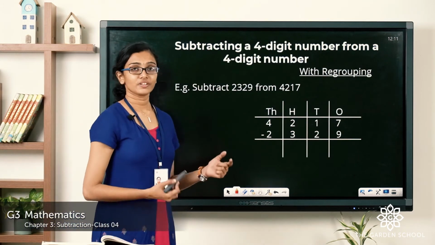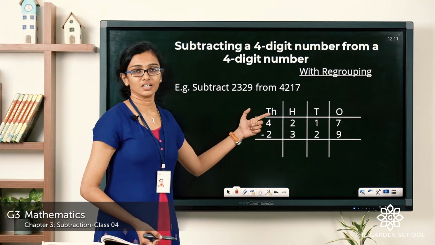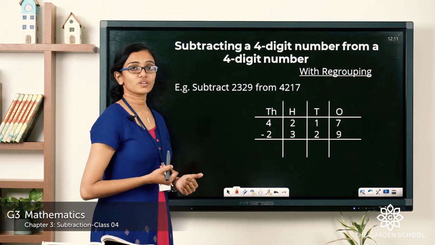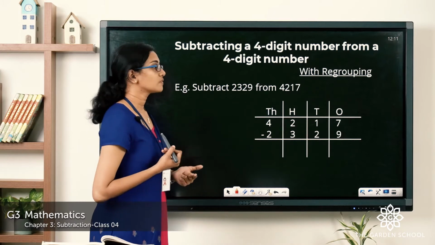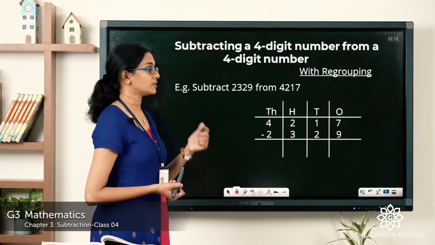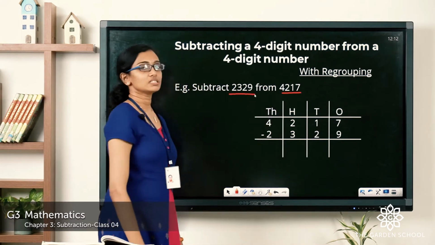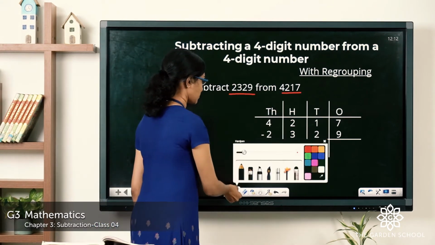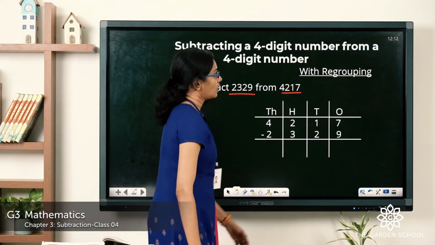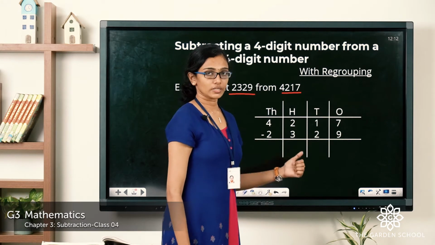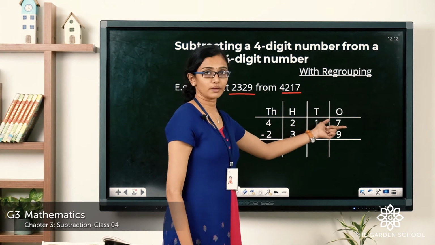Now, let's see a different case. We'll see the subtraction with regrouping. Look at this example. Subtract 2329 from 4217. Here this is the minuend. Here is the subtrahend. Let's do the subtraction now. Here you have 7 ones minus 9 ones. You cannot take away 9 from 7, right?